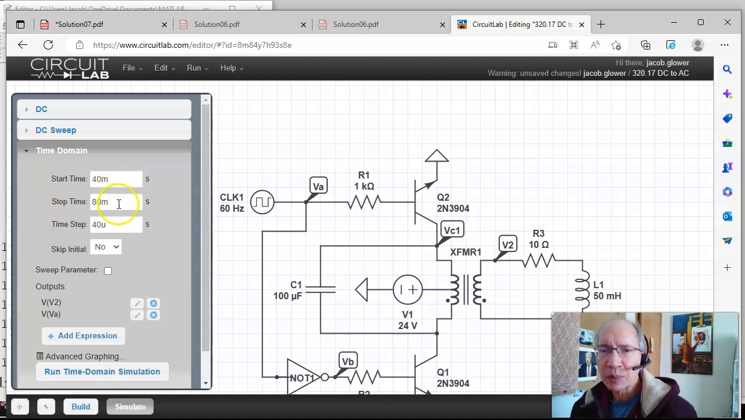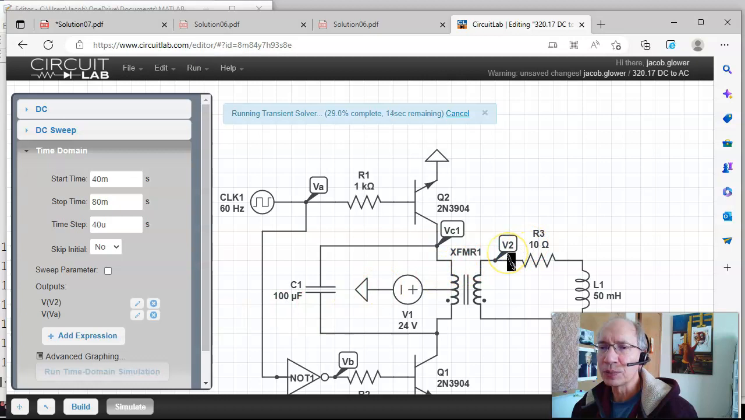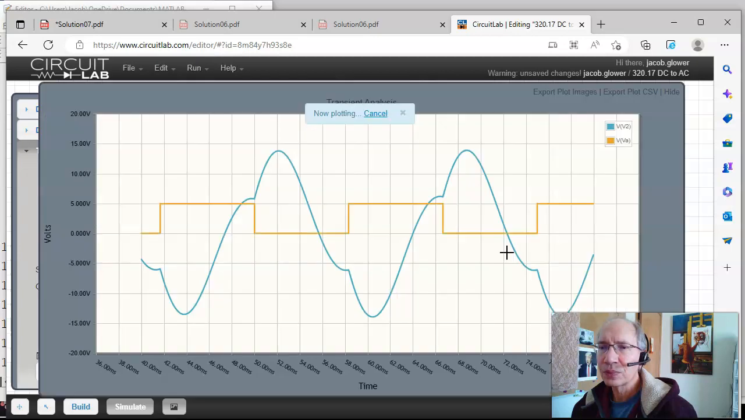I'm going to run it for 80 milliseconds, skipping the first 40 milliseconds. That's the starting transient. And then make the step size, since the period is 40 milliseconds, 1,000 times smaller, 40 microseconds. If I run that, it'll do the simulation and show you the voltage at V2. It takes a while to run, especially when you're running Zoom at the same time. Now when you're done, here's what the waveforms look like.